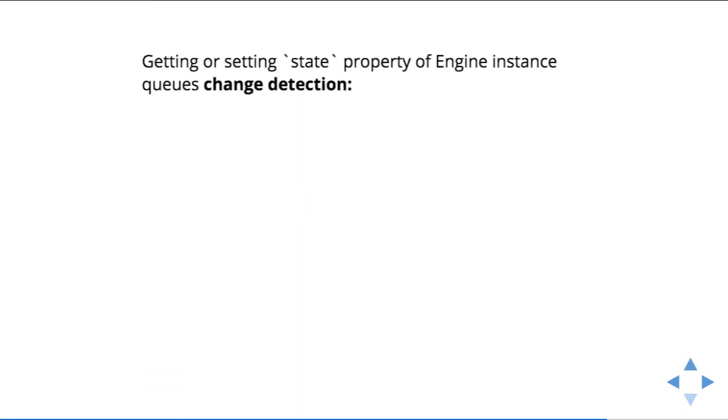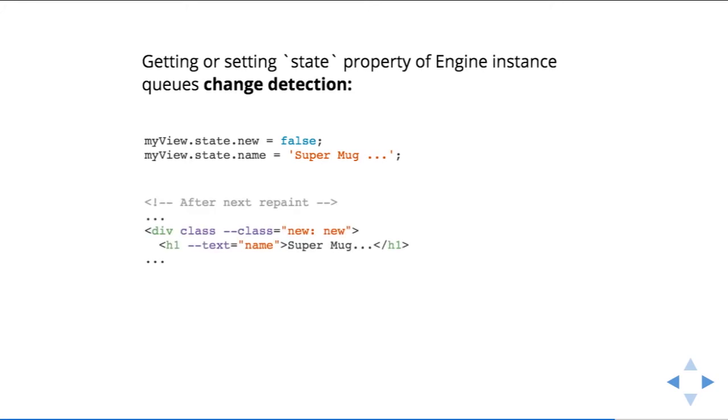But how does it work? Getting or setting a state property of an engine instance triggers change detection. So whenever you change something in the state, after the next repaint, your DOM will be changed. So we have a dynamic and responsive UI.